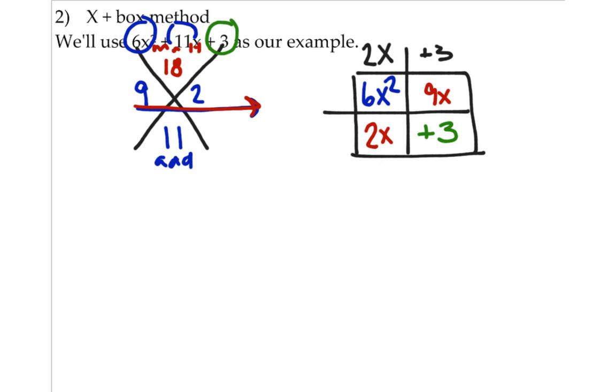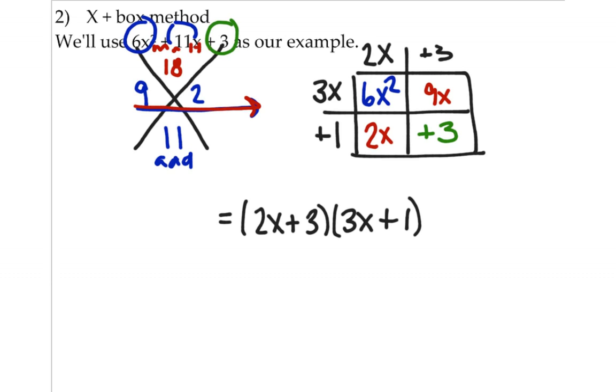6 and 9 both can be divided by 3. Both terms have x. We need x to the first. 2 and 3 can only be divided by 1. It's positive 1, so we put plus 1. So we think it factors into 2x plus 3 times 3x plus 1.